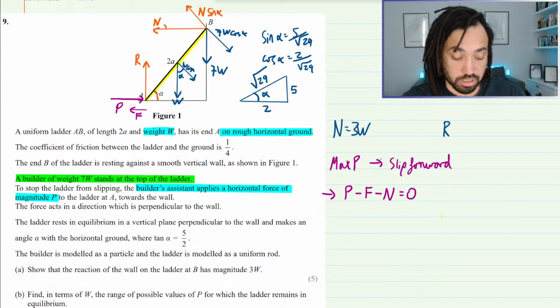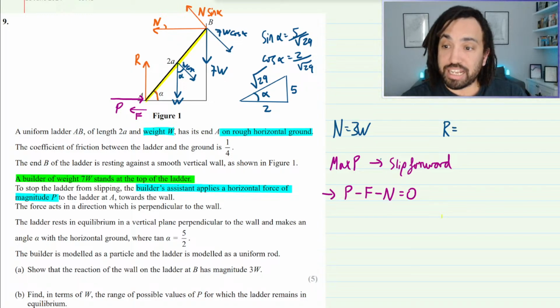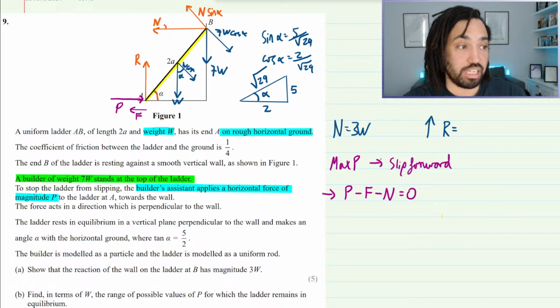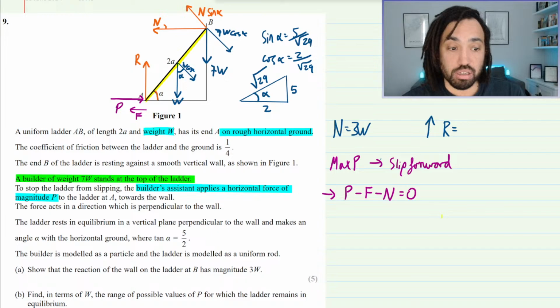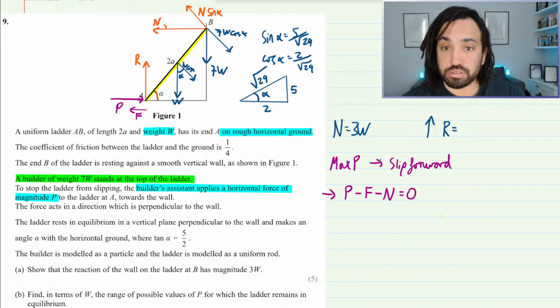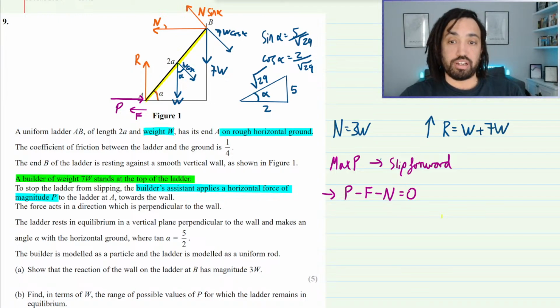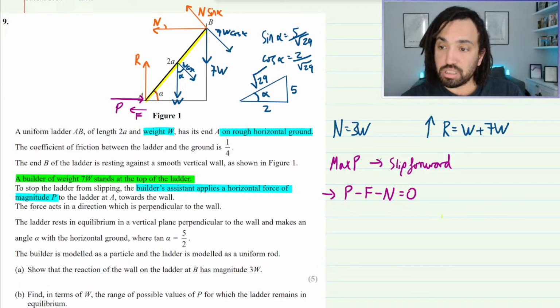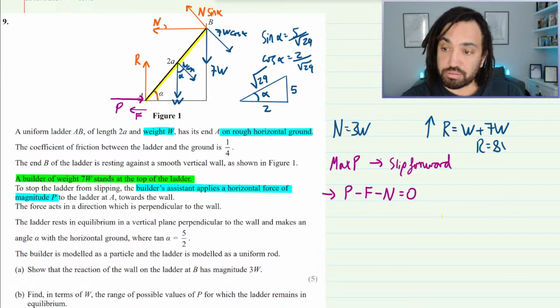R is important. Again, we could do that by resolving vertically. So R is equal to, what have we got going down? We've got W and 7W, that's it. That's all we've got going down. So R is equal to 8W.